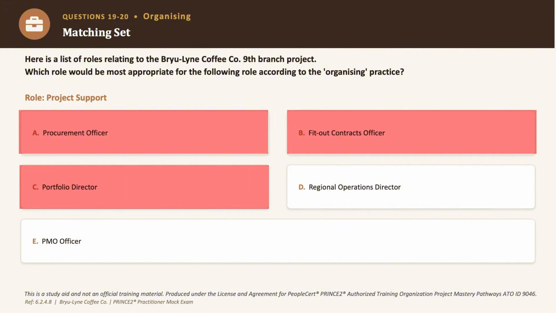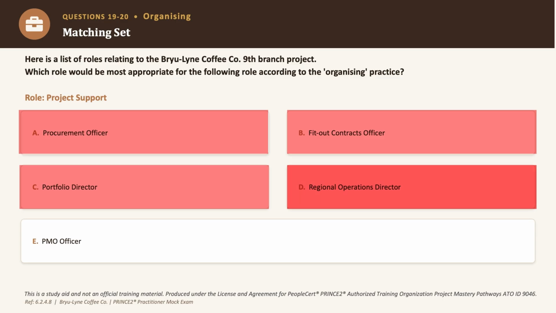So eliminated as well. Option D says the regional operations director, but they already hold the role of project executive on this project, right? So this does not make sense at all because PRINCE2 will not allow doubling up these roles of project support and project executive.